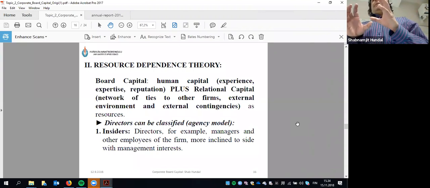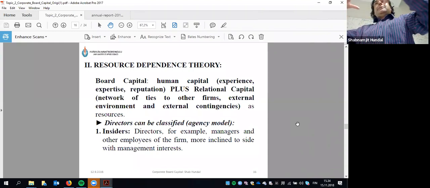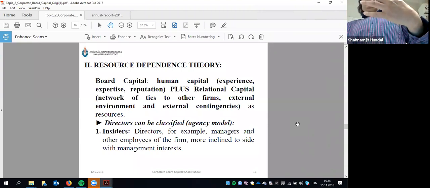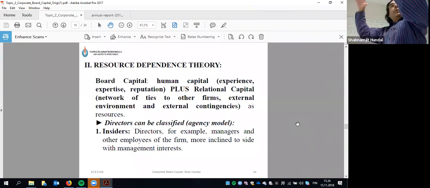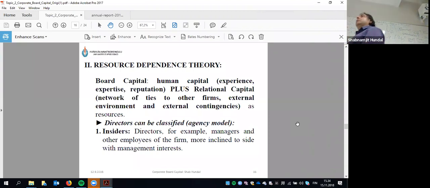Because look at the word. It shows that the board of directors are the resources, right? And the firm depends upon its resource. And the biggest resource is the board capital. The board of directors, including EDs and NEDs. EDs are executive directors, NEDs are non-executive. All together, they make a board capital. And this board capital will determine the company's development. Make sense?